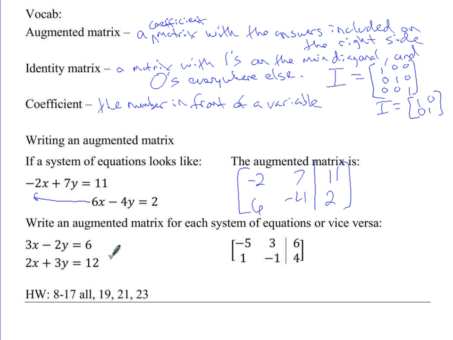Okay, write an augmented matrix for each system of equations or vice versa. So we can write the augmented system here, and here we're given an augmented matrix. I want to write the original system. So we're writing a matrix here, we're writing the system here. Go ahead and do that.